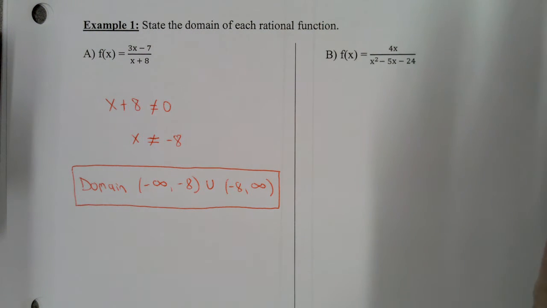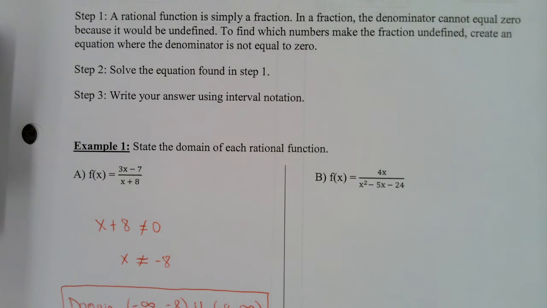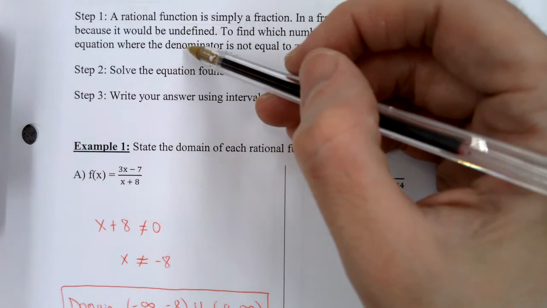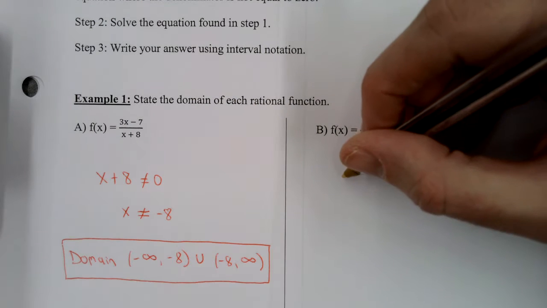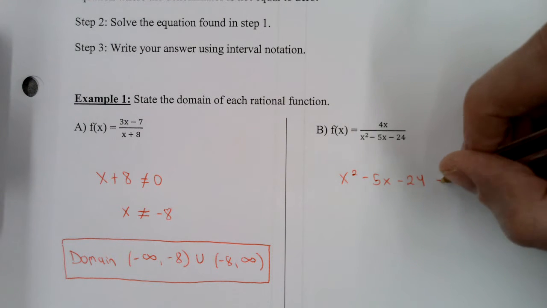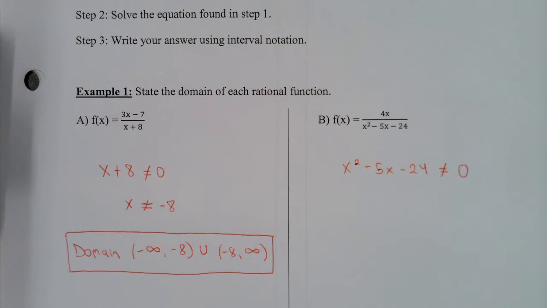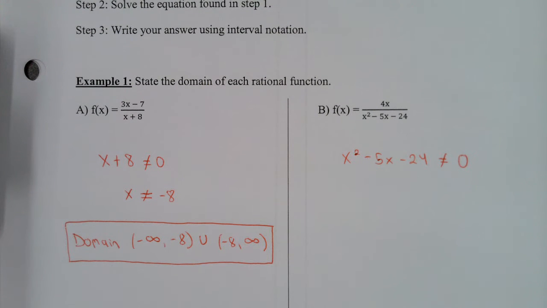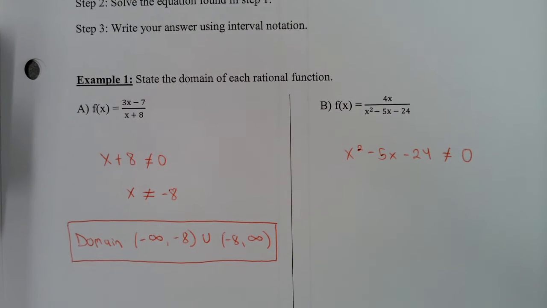Example 1b is a little more difficult. We're going to follow the same 3 steps above. Step 1, create an equation where the denominator is not equal to 0. Now we have to solve that. So what we're going to do is we're going to factor. Find 2 numbers that multiply to negative 24 and add to negative 5. So it'll be negative 8 and positive 3.